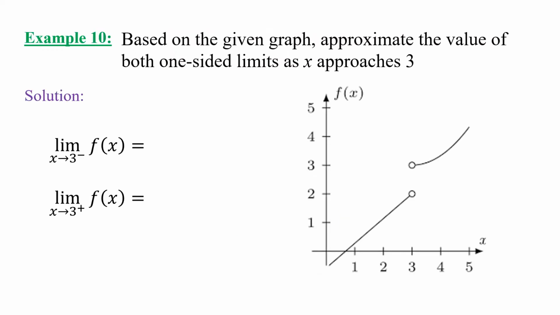Based on the given graph, approximate the value of both one-sided limits as x approaches 3. So these are the values of x. The first one, the limit as x approaches 3 from the left. Look at the graph where x is less than 3. This one, the first graph. When x approaches 3 from the left, move your pen from the left toward 3, and you can see that at the same time, f(x) is approaching 2.